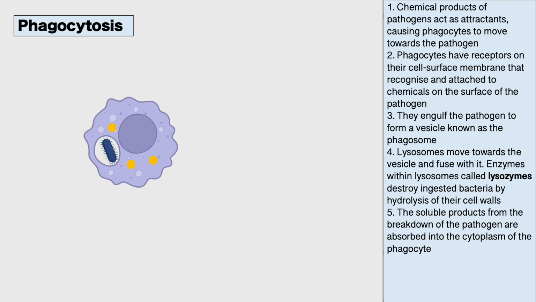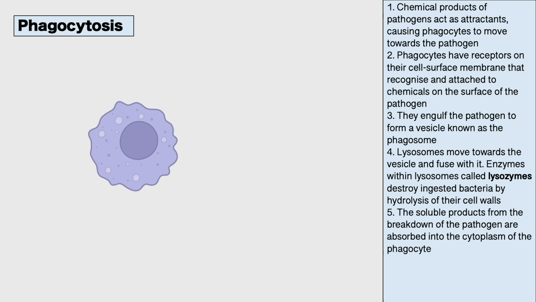Lysosomes move towards the vesicle and fuse with it, and then enzymes within the lysosomes, called lysozymes, destroy ingested bacteria by hydrolysis of their cell walls. The soluble products from the breakdown of the pathogen are absorbed into the cytoplasm of the phagocyte.